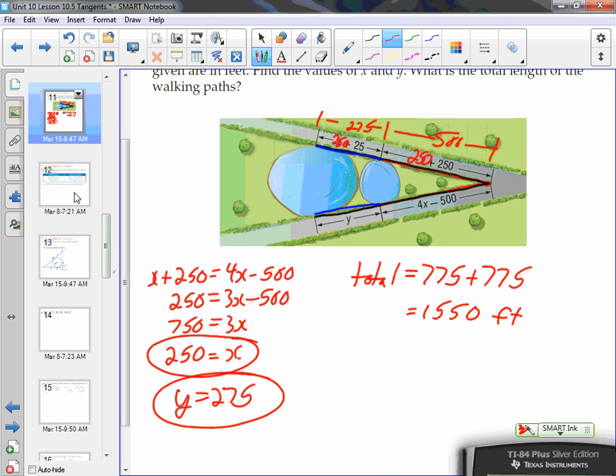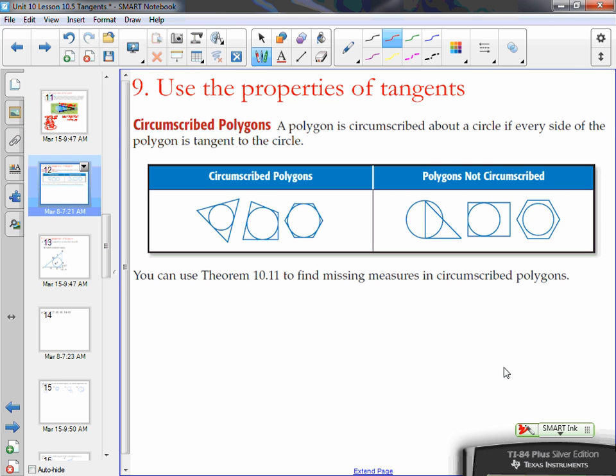All right. One more property. One more concept. A polygon is circumscribed about a circle if every side of the polygon is tangent to the circle. Previously, we had circles circumscribed about polygons. And for that to happen, each vertex of the polygon had to be a point on the circle. Now we're doing it the other way around. The polygon is circumscribed about the circle. So the circle's on the inside. For it to be circumscribed, each side of the polygon is tangent to the circle.